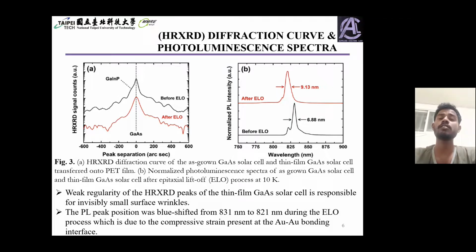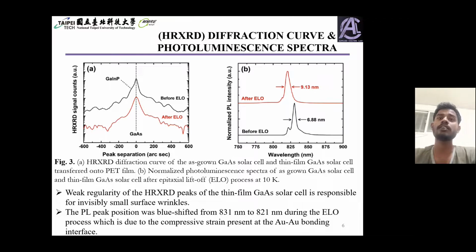And here Figure 3B shows the photoluminescence spectra of the as-grown gallium arsenide solar cell and the thin film gallium arsenide solar cell after the ELO process. The active layer as well as the GaInP window layer was removed before this measurement. So the PL peak position was blue shifted from 831 nanometer to 821 nanometer during the ELO process.